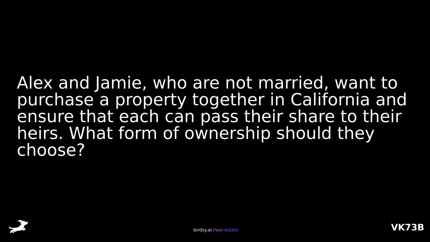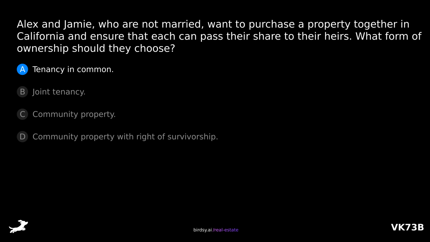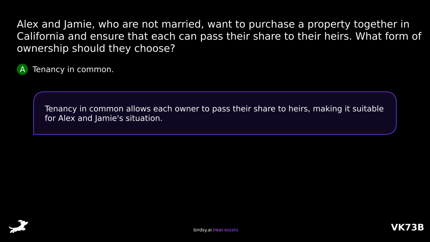Alex and Jamie, who are not married, want to purchase a property together in California and ensure that each can pass their share to their heirs. What form of ownership should they choose? Is it A, tenancy in common, B, joint tenancy, C, community property, or D, community property with right of survivorship? The answer is A, tenancy in common. Tenancy in common allows each owner to pass their share to heirs, making it suitable for Alex and Jamie's situation.